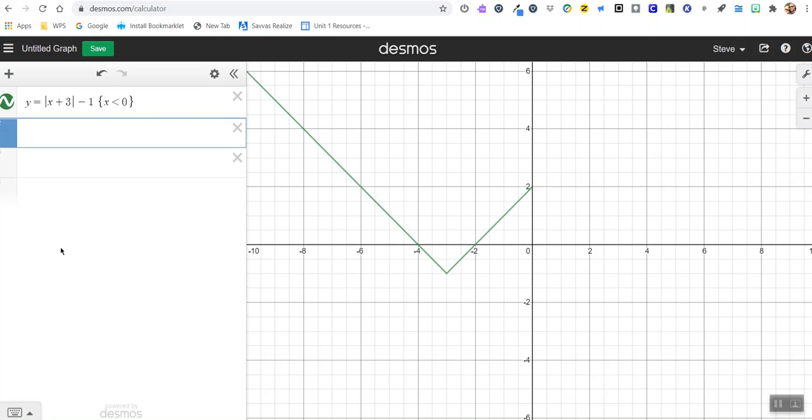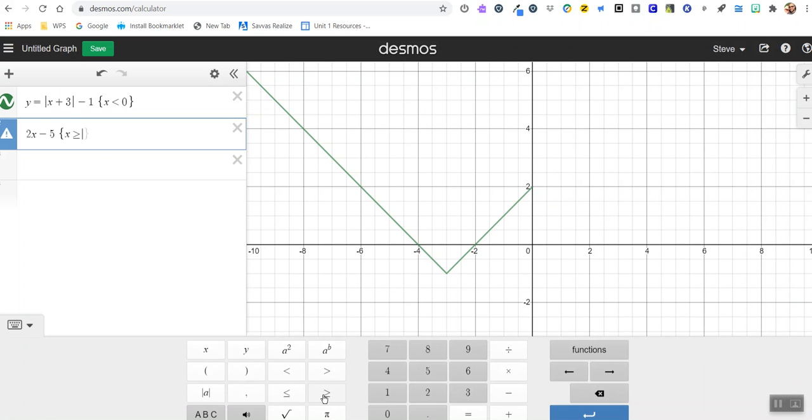Then I hit enter and put in the other part, which is 2x minus 5. I want to use a curly bracket and say x is greater than or equal to 0, and then put the close bracket in there. Now look at what happens. So then we're done.